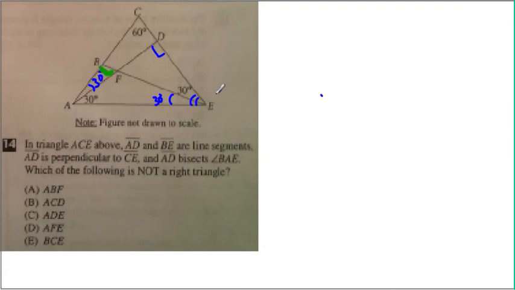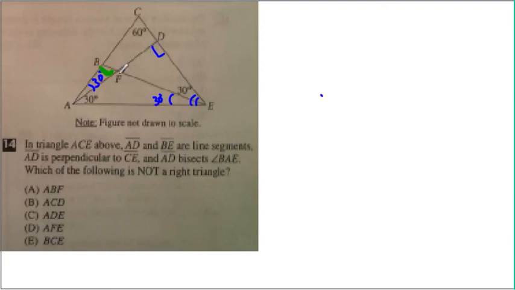Let's look at it. Triangle ABF, which is this small triangle here. You see the right angle over there, so therefore it must be a right triangle. ACD is also a right triangle because this is a right angle, which makes the other side a right angle too. ADE, the bottom one, is also a right triangle because it does contain the right angle here.